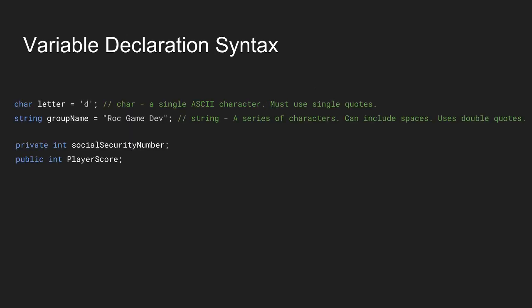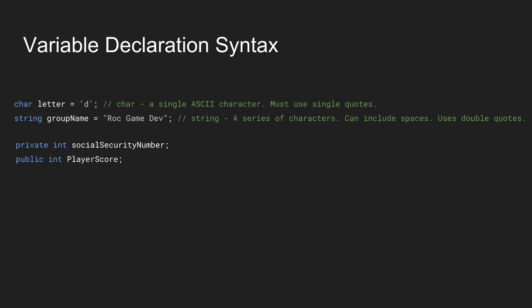Okay, so here's a little bit more variable syntax continued. We have a character, which is just a single ASCII letter. It can be a space, it can be a couple other things. And you designate that with single quotes. Following this line, we have our character, which is the variable type. Then we have the identifier, which we're calling letter, and the value is D, which is a single character. And then we can have strings as well, which are a group of characters concatenated.